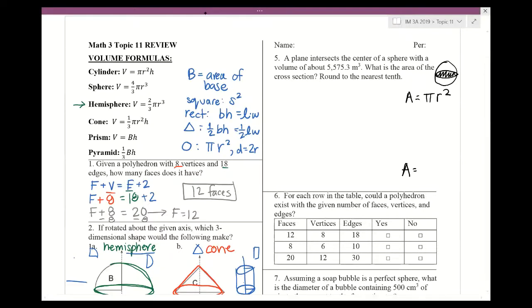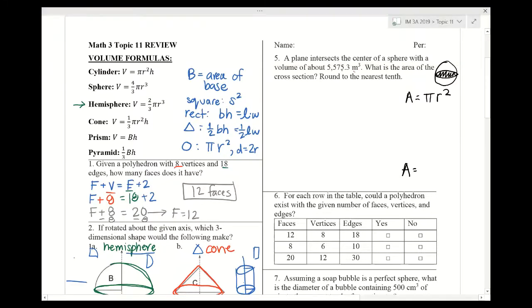Since they give me the volume, they give me a volume of 5,575.3, and it's in meters squared. That's 3-dimensional. Area is 2-dimensional. So I know that, sorry, I said squared, meters cubed. I know that my area answer is going to be in meters squared because of the units I was given there.